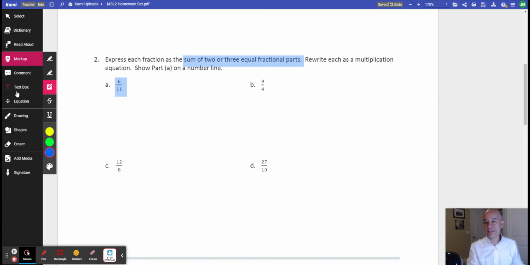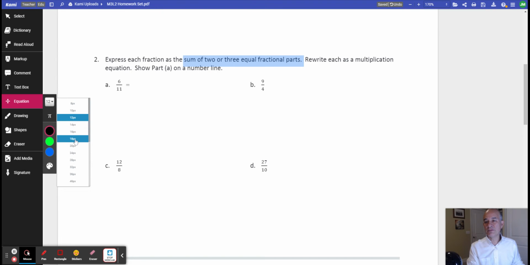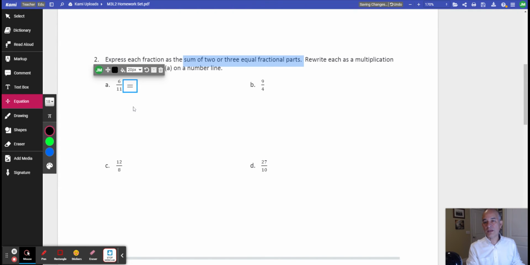So let me show you what that means. You're going to put an equal sign here, and I'm going to line this up and make it bigger because it needs to be visible. What we're going to do is create fractions with the same denominator and the same numerator.